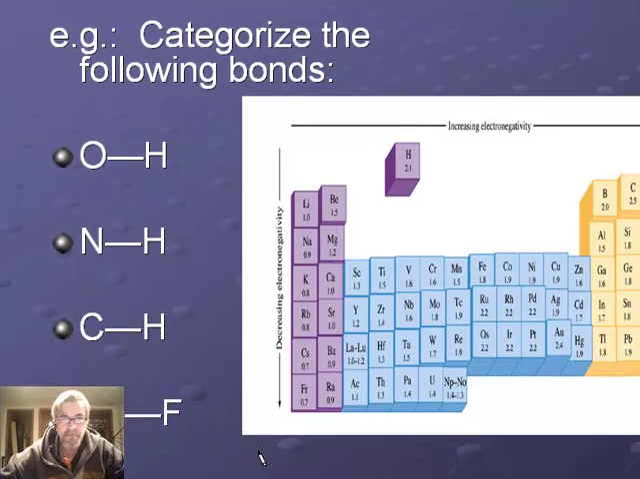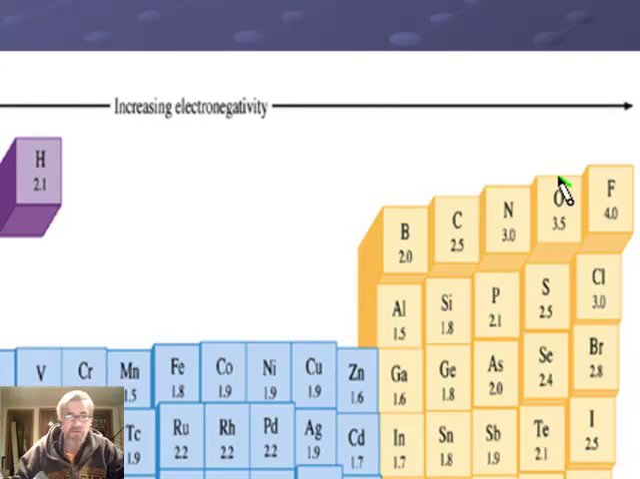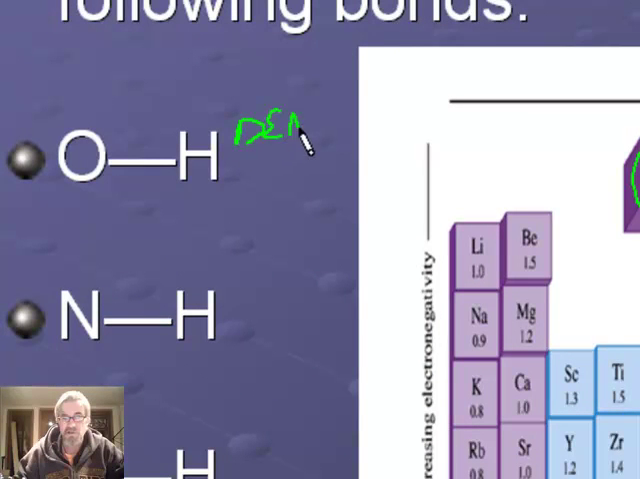So let's categorize these bonds using electronegativity difference as polar covalent, nonpolar covalent, or ionic. First of all, let's take a look at an O-H bond. O is 3.5, H is 2.1. So the electronegativity difference for this bond is 1.4, so 3.5 minus 2.1. What does that make it? Well, that's solidly in that range between 0.5 and about 2. So we would call this a polar covalent bond.